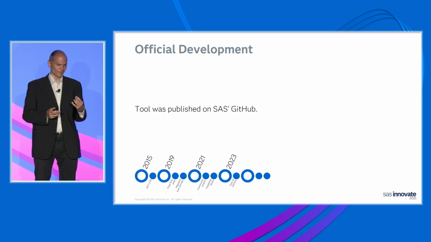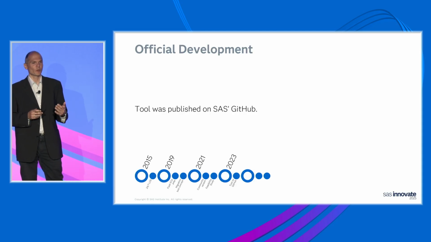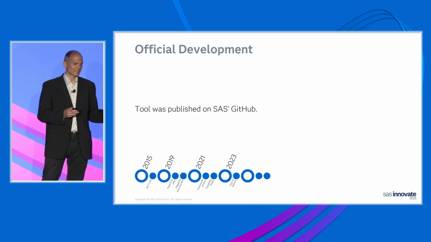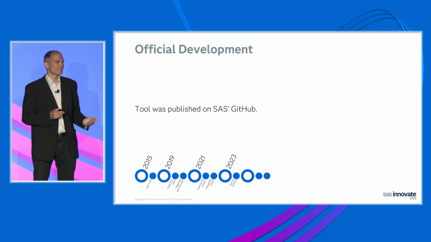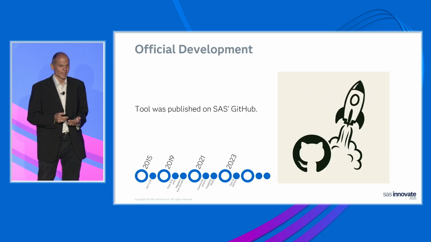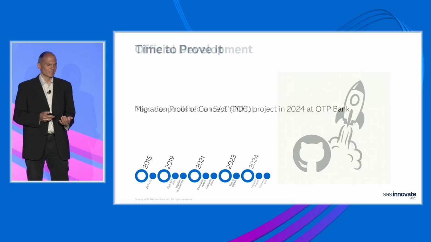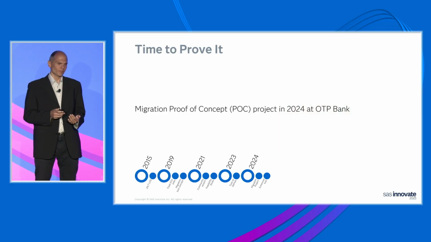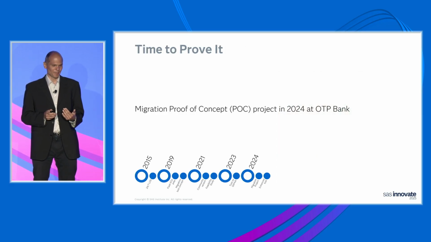Of course, we wanted to fulfill all the requirements. So when the official version of the migration tool based on the community version was published on SAS GitHub, our chances for a successful POC skyrocketed, but this wasn't enough. A few things were still missing.